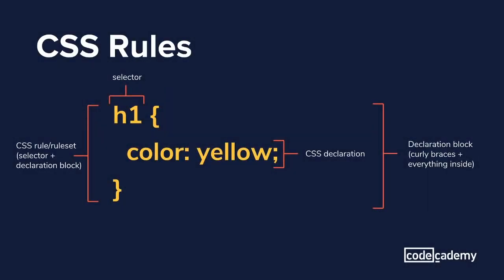The next CSS structure you need to be familiar with is a CSS rule or rule set. A CSS rule, which is also called a rule set, is the CSS selector plus curly braces plus any CSS declarations between the curly braces. The curly braces with the CSS declarations inside is called a declaration block, and the entire code block is the CSS rule. In this example, we have an H1 rule where H1 is the selector, and the declaration block contains a color yellow declaration to be applied to the H1 element. And now let's move on to setting and changing styles using different CSS properties.